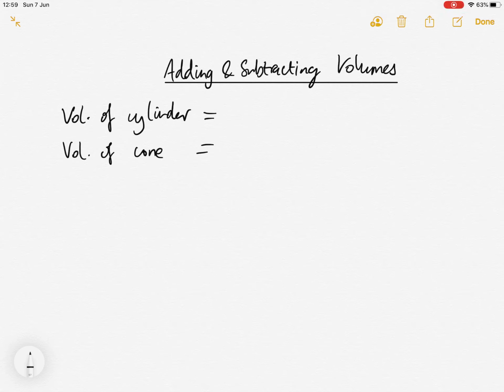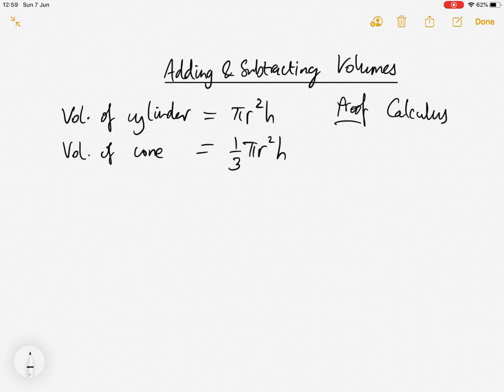Hello. So the next thing in volumes of revolution is about adding and subtracting volumes of compound shapes, essentially. So firstly, recall that the volume of a cylinder is given by pi r squared h, and the volume of a cone by a third pi r squared h. And as we mentioned before, the way to prove these is essentially using the volumes of revolution formula using calculus.